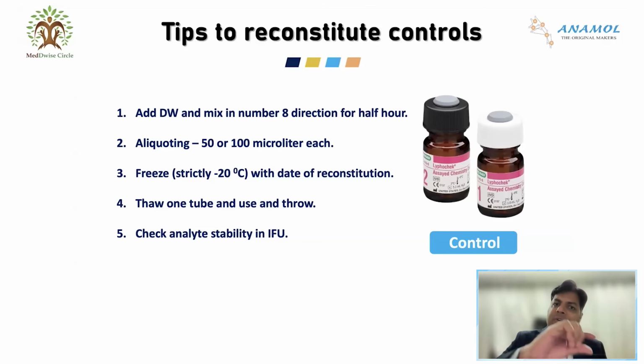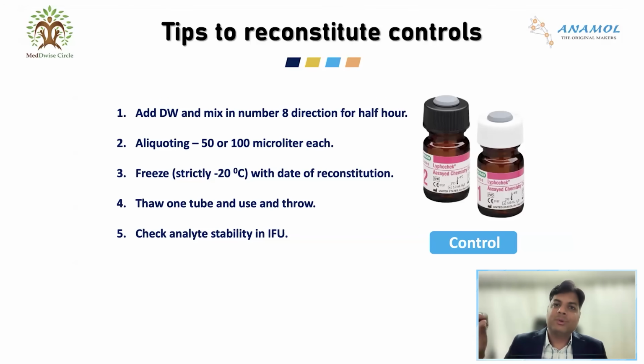Similarly, we take another 50 microliter into a second Eppendorf tube, and so on and so forth. Like this, we get 100 different Eppendorf tubes. All these 100 Eppendorf tubes we need to keep at minus 20 degrees. The reason is that the reconstituted control vial is stable for 30 days if and only if it is stored at minus 20 degrees.